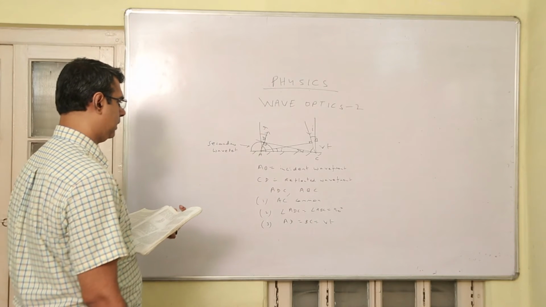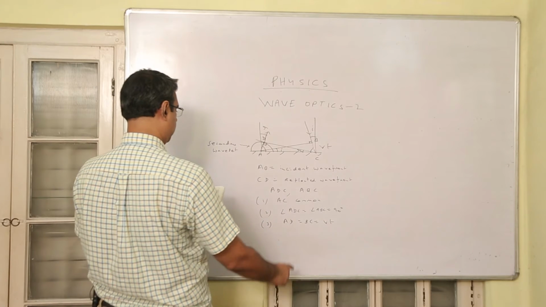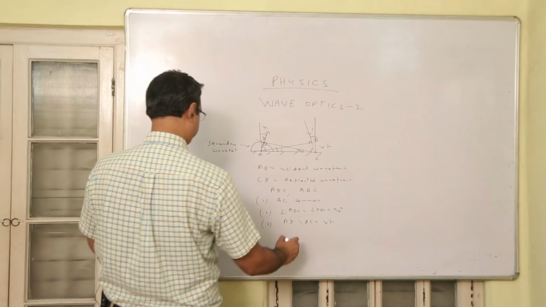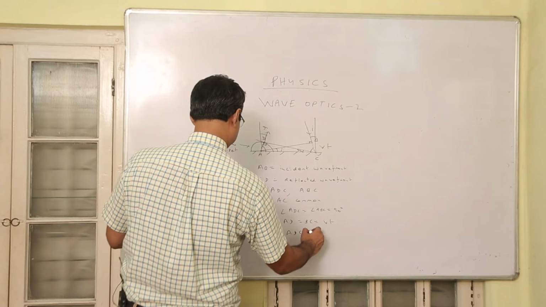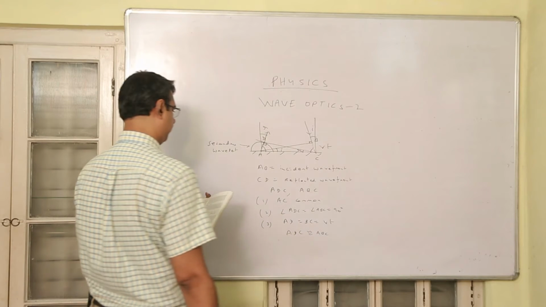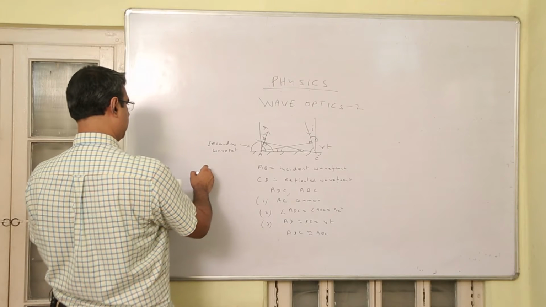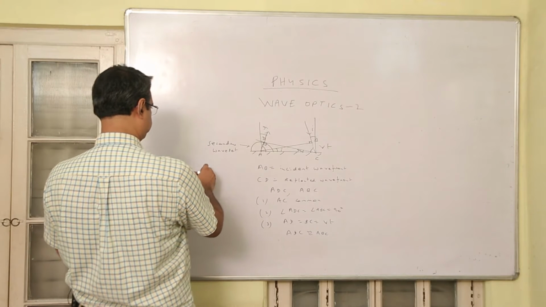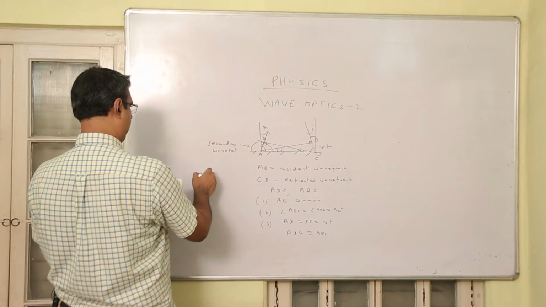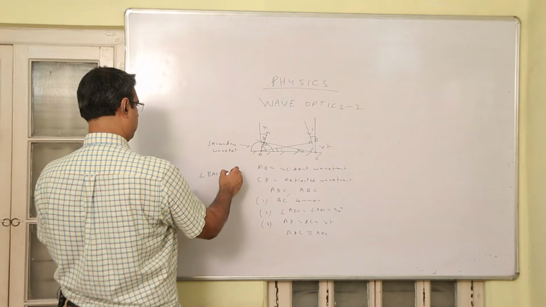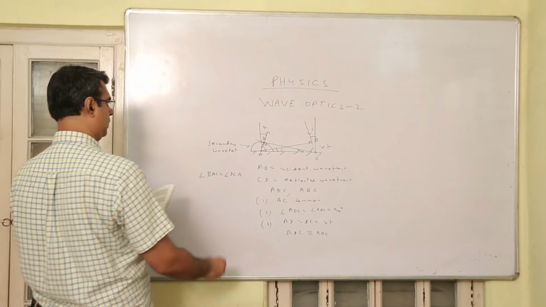So in triangles ADC and ABC, AC is common, angle ADC equals angle ABC equals 90 degrees, and AD equals BC equals vt. So by right angle hypotenuse side, that means ADC is congruent to ABC. Now, due to congruency, angle BAC should be equal to angle DCA.